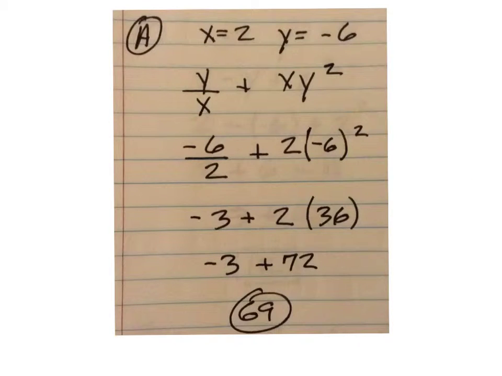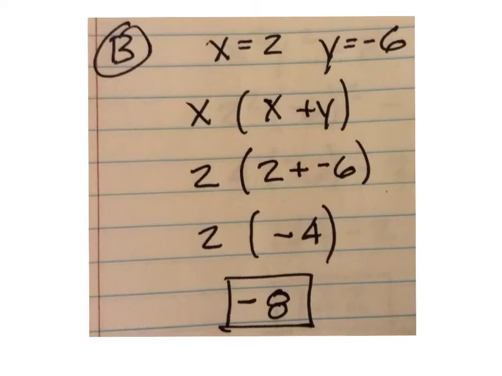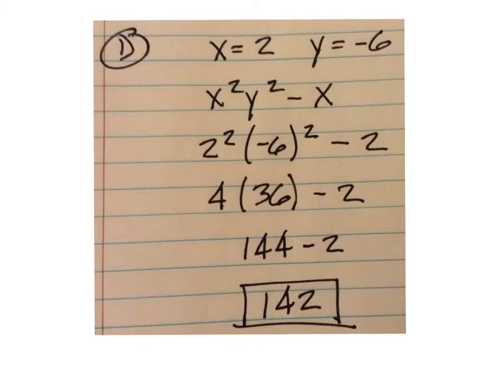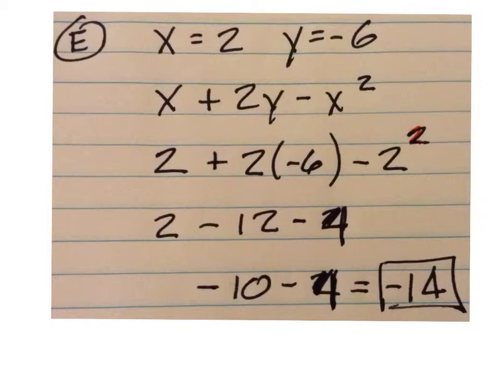Extra credit A is 69. B is -8. C is 12. D is 142. E is -14.